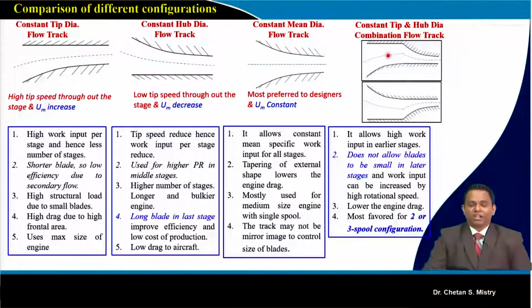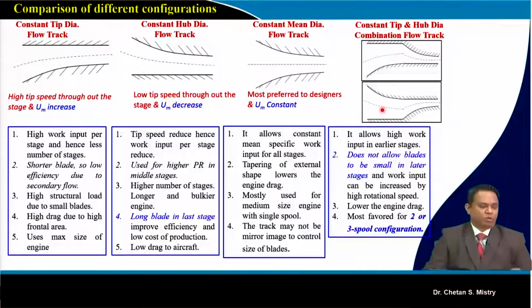Later we discussed the constant tip and hub diameter kind of configuration. What we realize is that we are able to achieve high pressure ratio in the earlier stages, and the problem with blade height can be rectified by using constant hub diameter kind of configuration. This helps in reducing our drag. So mostly for two spool and three spool configurations, this kind of flow track is most preferred. This gives us the initial background for our track.